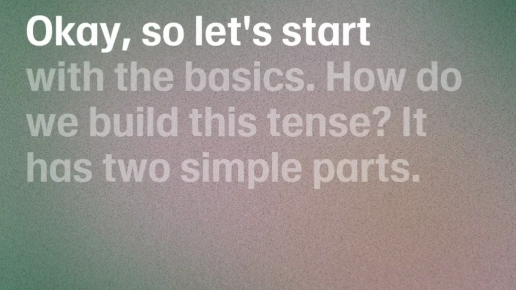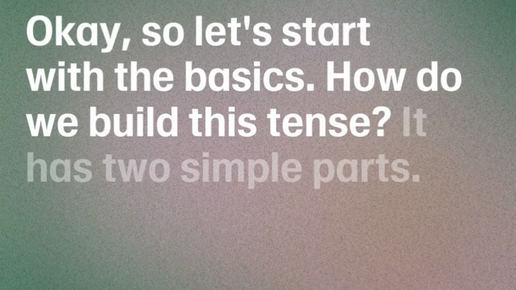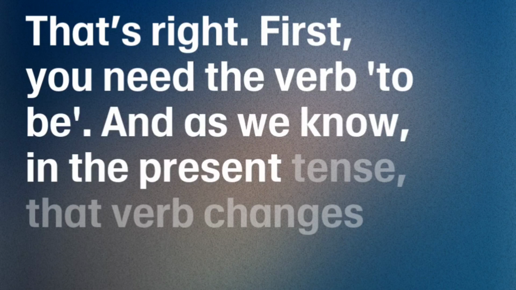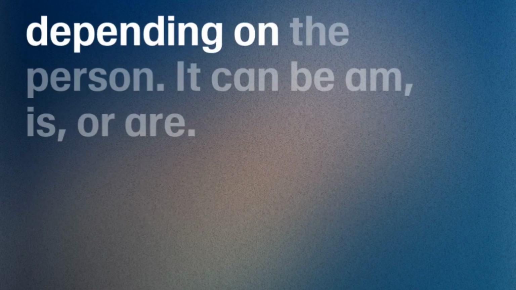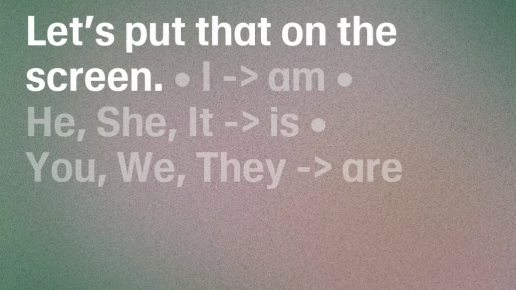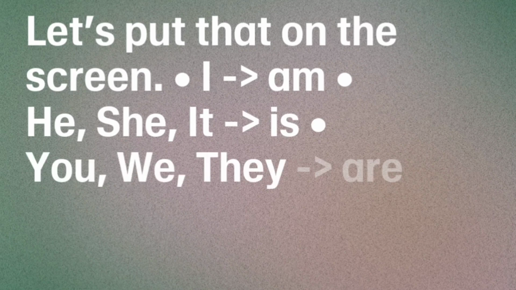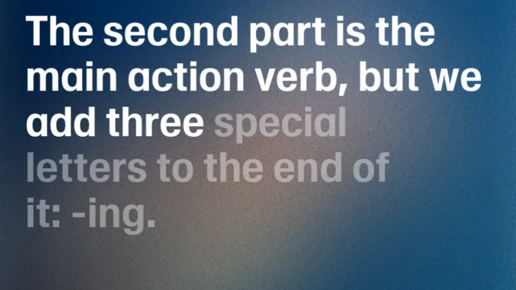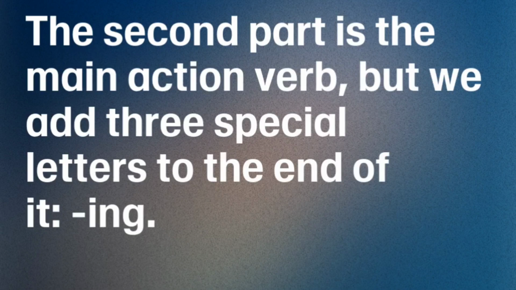Okay, so let's start with the basics. How do we build this tense? It has two simple parts. That's right. First, you need the verb to be. And as we know, in the present tense, that verb changes depending on the person. It can be am, is, or are. Let's put that on the screen. I am, he, she, it is, you, we, they are. The second part is the main action verb, but we add 3 special letters to the end of it, ing.